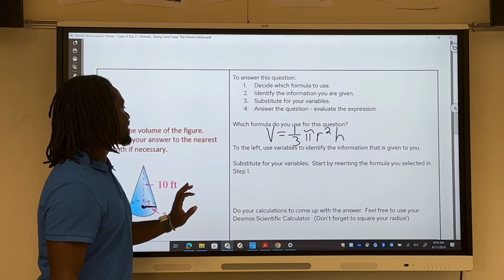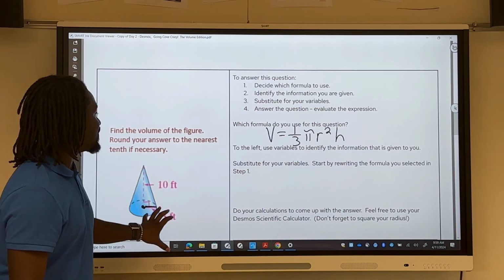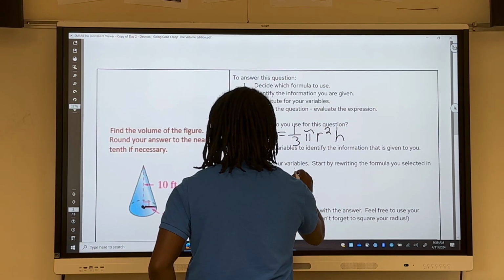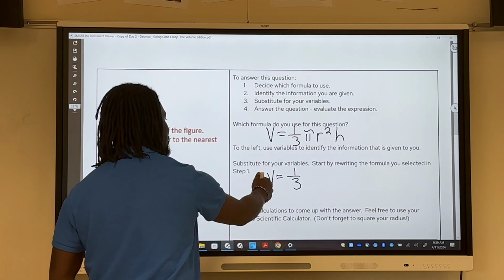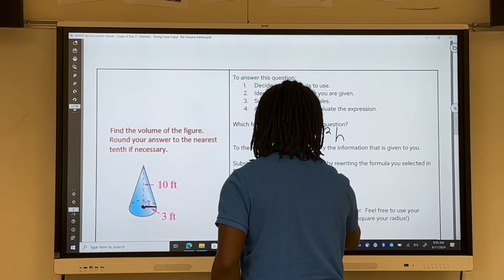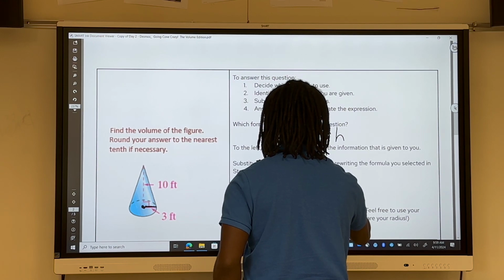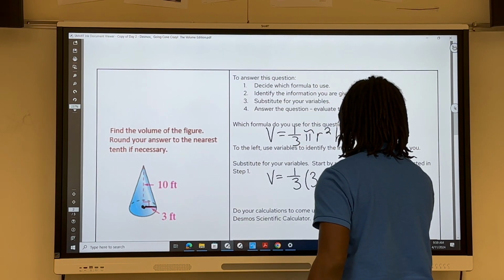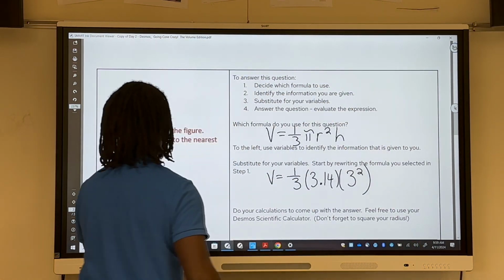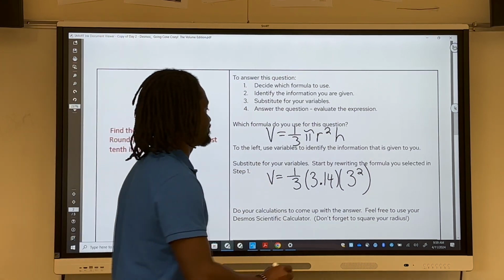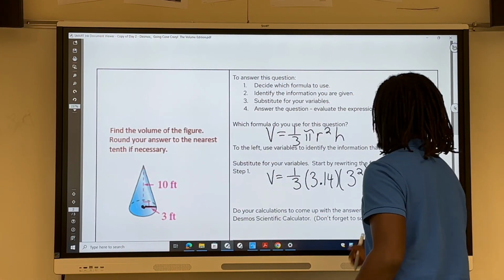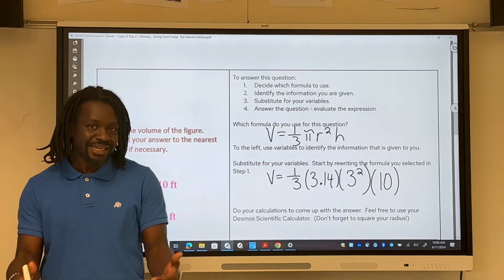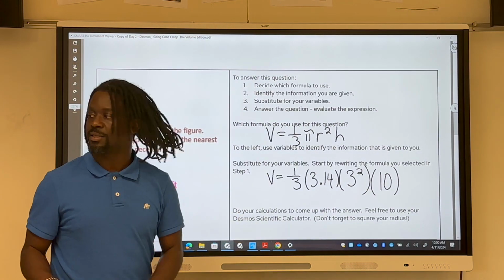Now, step 3 is I'm gonna substitute my values in for the variable. So start by rewriting the formula, right? So V equals 1/3 times pi, which is going to be 3.14. Okay. My radius, again, is 3. And I'm going to do 3 squared. Okay. And then my height is 10. And so once I get there, all I'm going to do is take that and plug it into my calculator. I'm going to plug it into Desmos.